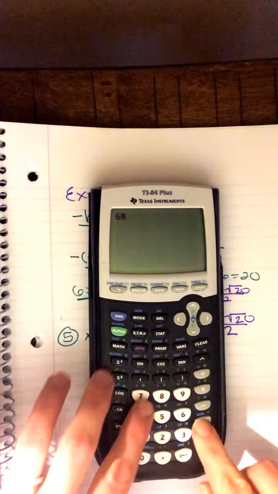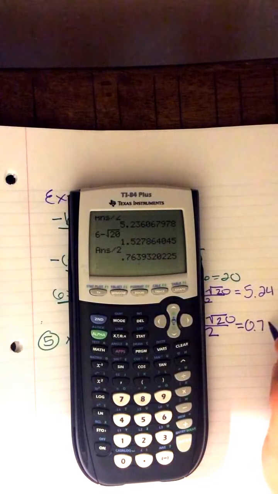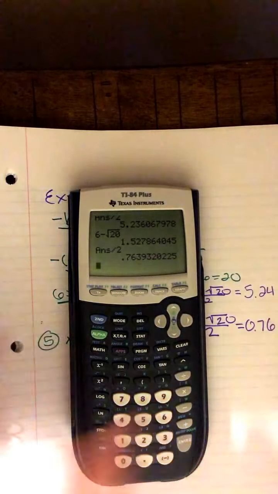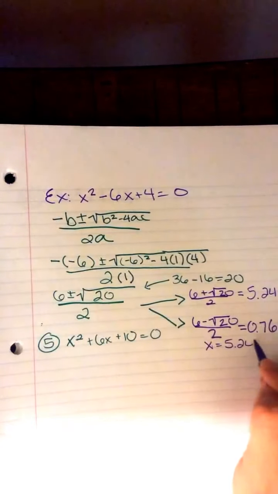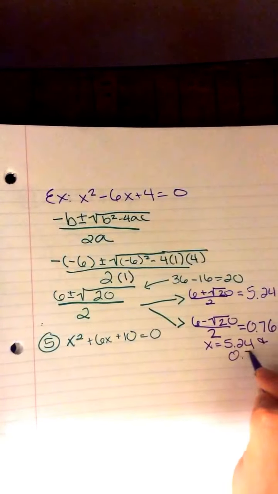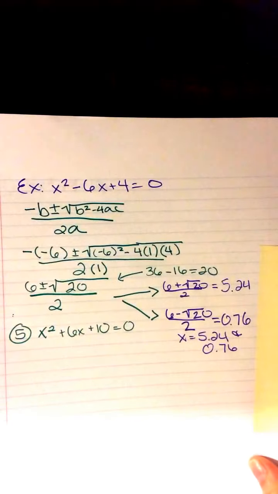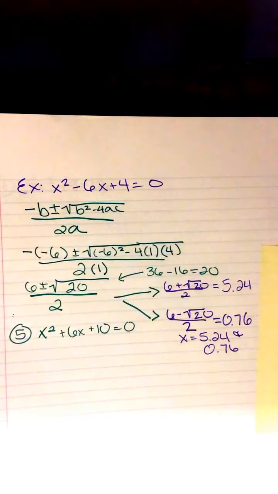5.24. The next time you're going to see, I'm just going to copy and paste this and change the sign. 6 minus the square root of 20 divided by 2. I'm going to get 0.76. So my two solutions are going to be x equals 5.24 and 0.76. So this problem, I'm done.